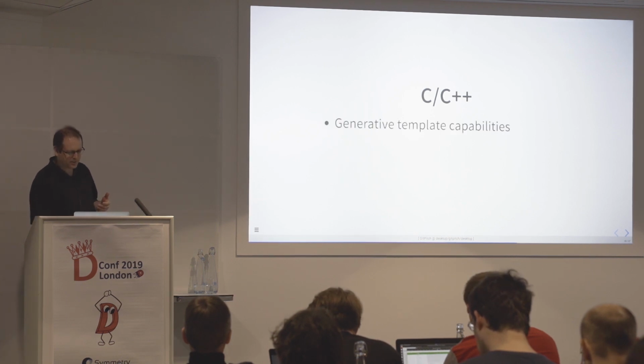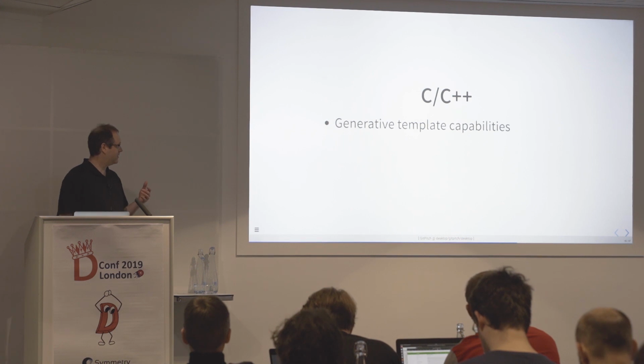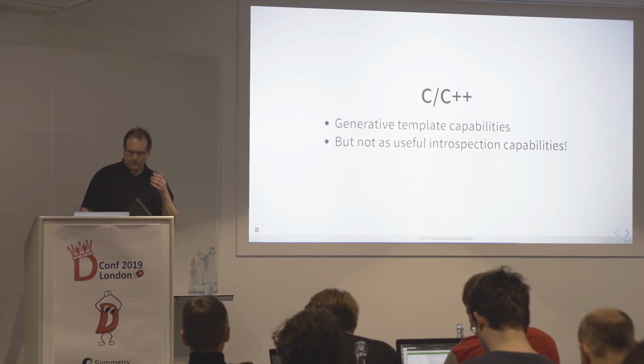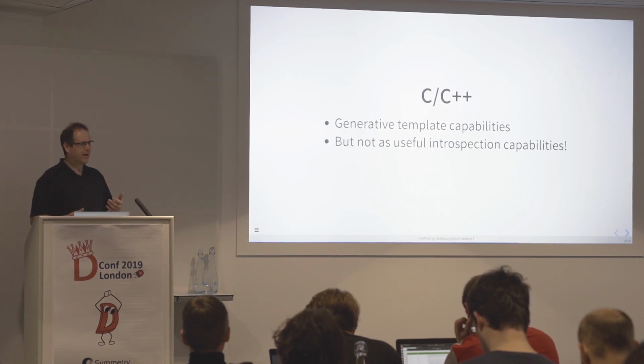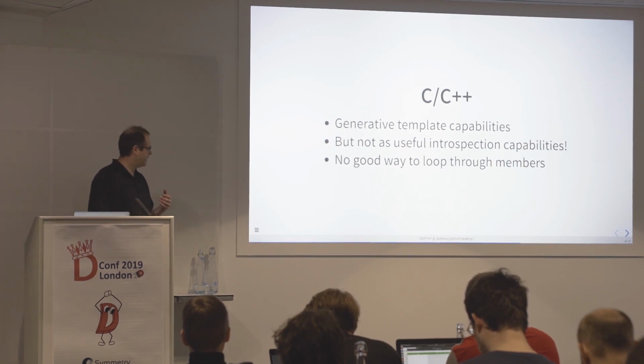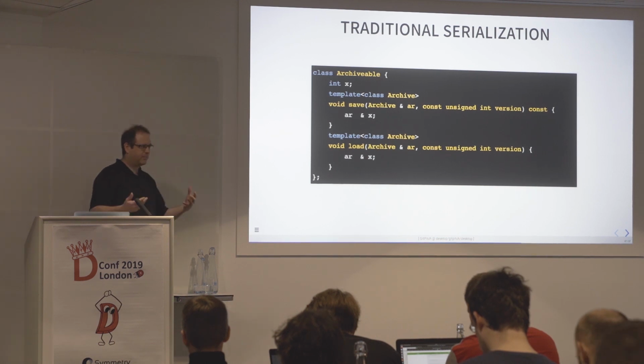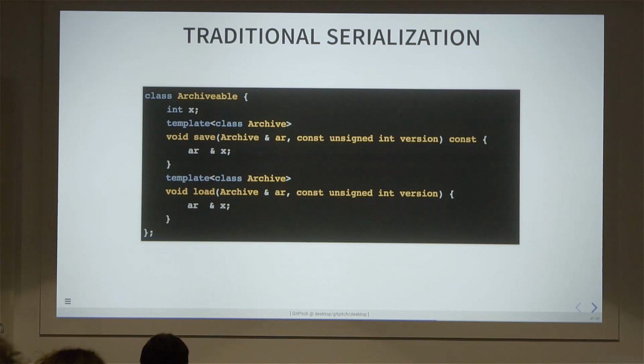C or C++. So C++ has good generative template capabilities, but not as useful introspection capabilities. So you can't see as much information about a type as you can in D. And there's not really a good way to loop through members. So that static foreach is a killer feature. Basically, this is how I looked up Boost's serialization thing, and this is how it works.